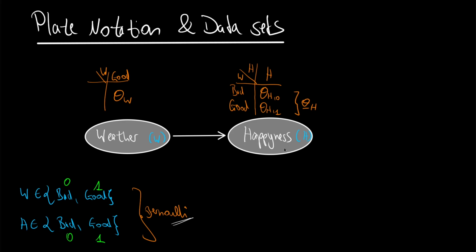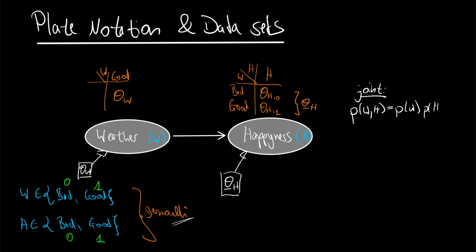Since the happiness takes two parameters, it can be the probability of being happy when the weather is bad and of being happy when the weather is good. So we have to save an array of thetas. We can also denote these as deterministic variables by these square brackets. So we have a theta W and a theta H vector that go into our graphical model. By the rules of directed graphical models, we can factorize the joint. The joint P of W and H is given as P of W times P of H given W.